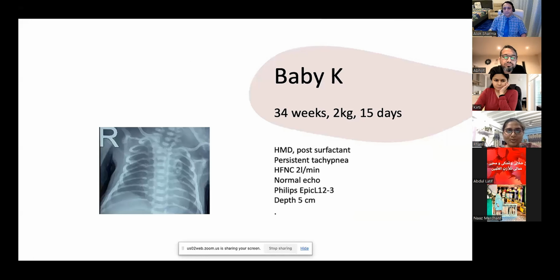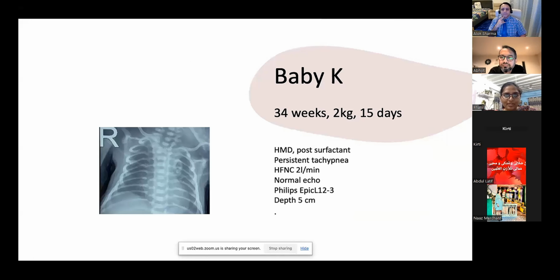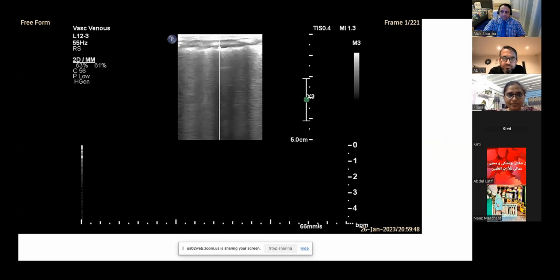So this baby was a case of hyaline membrane disease, required surfactant, and then had persistent tachypnea. Currently is on HFNC 2 liters per minute, but there is no oxygen requirement. So the only issue is that the baby is having persistent tachypnea. Echo was done, which was normal. There is no evidence of PPHN or any other structural heart disease. And the settings which I've used, I've already told, and depth I have set at 5 centimeters.